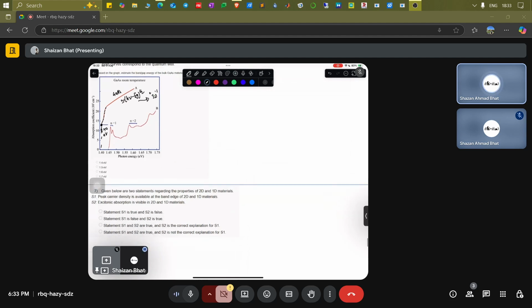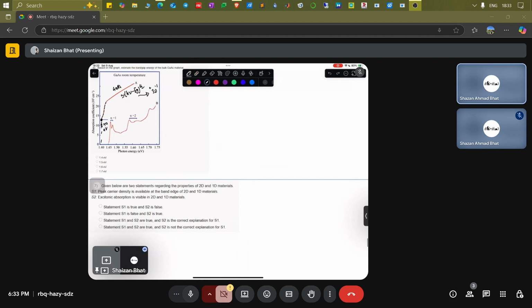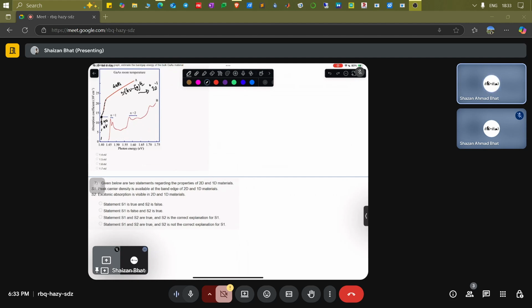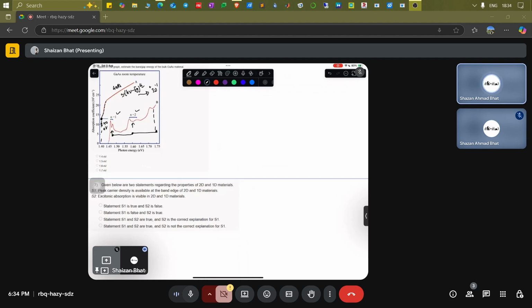But on the other hand, you have the other curve, the red one. For the red one, you see some peaks, n equals 1, n equals 2. Once you see these peaks, you also see that the difference between this peak and this peak is smaller than the difference between this peak and the other peak. That is the fundamental property of states in a quantum well. You have distinct peaks, distinct subband states. So this is for a 2D system.